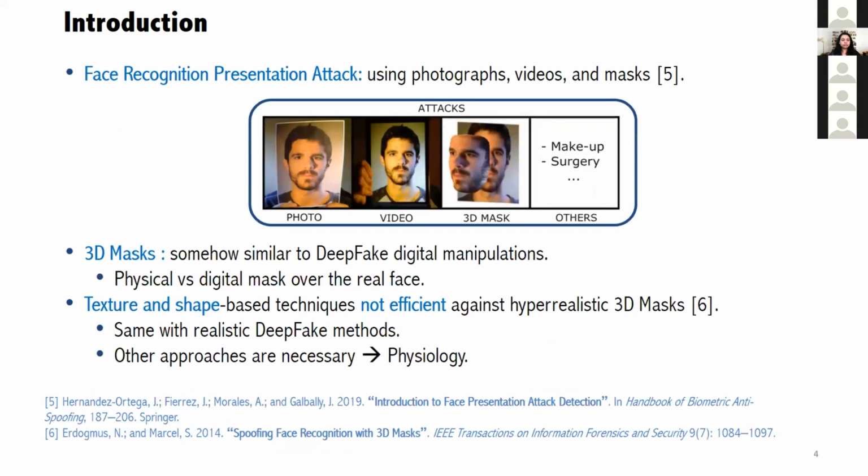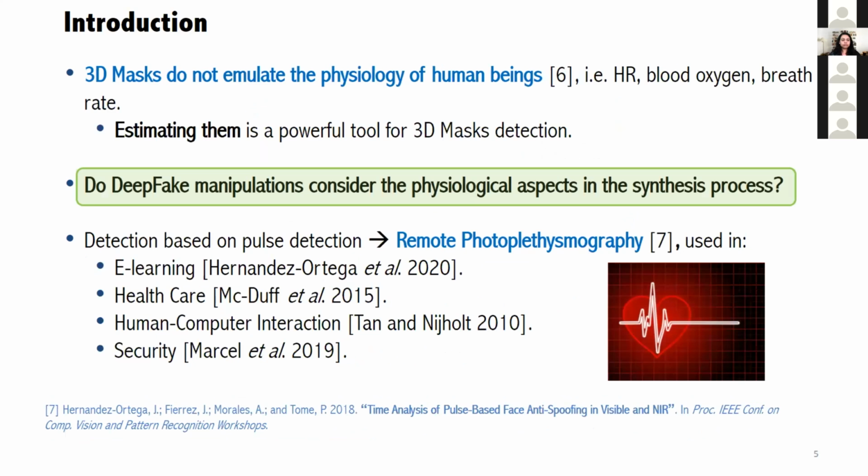In physical face attacks, there are presentation attacks. Real subjects are impersonated using artifacts such as photographs, videos, and masks. Face recognition systems are known to be vulnerable against this type of attacks. And specifically for detecting 3D mask impersonation, which is one of the most challenging types of attacks, texture and shape-based techniques are not efficient, and other approaches are necessary. Detecting pulse or heart rate from face videos using remote photoplethysmography, rPPG, has shown to be an effective countermeasure against 3D mask attacks. When applying this technique to a video with a fake mask, the estimated heart rate signal is significantly different to the heart rate that can be extracted from a real face.